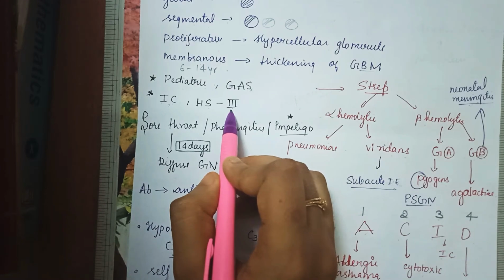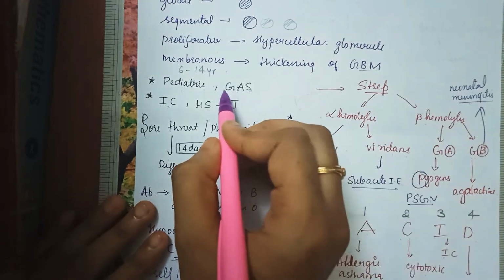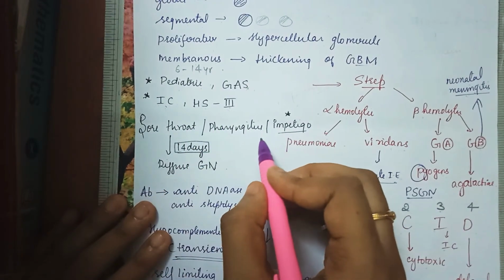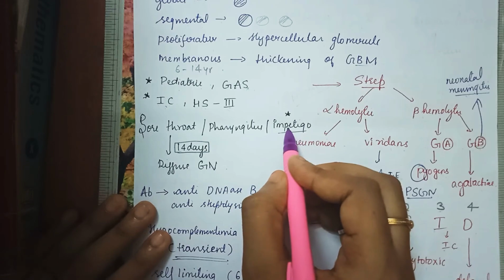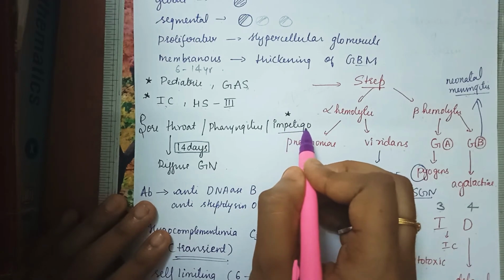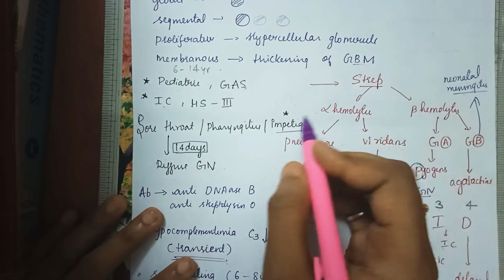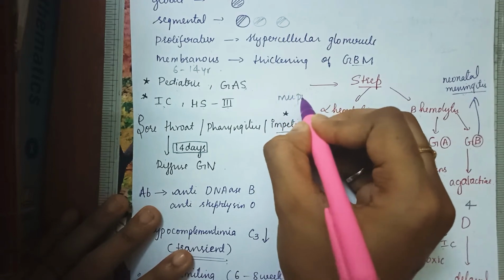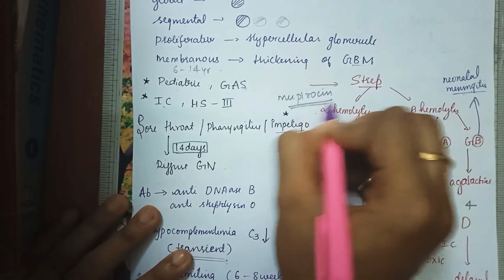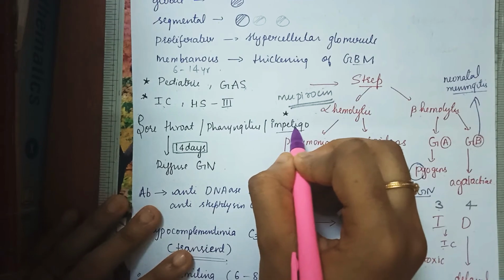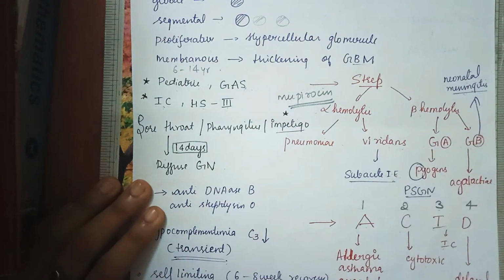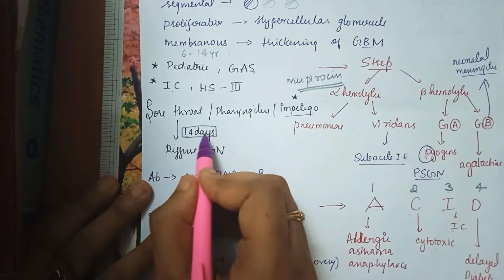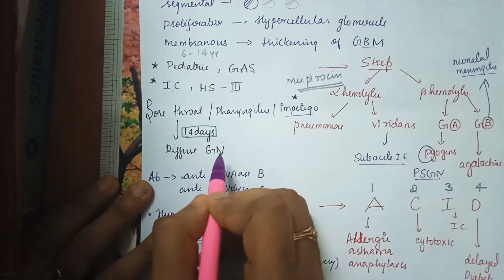So what are the basic findings? First, as usual, there will be group A streptococcus, so first there will be pharyngitis or sore throat. Along with that, sometimes the patient may present with impetigo, that is nothing but rashes on the skin. The main drug used in impetigo is mupirocin. This is a topical agent, because these are orangish rashes mainly present near the mouth. Now after pharyngitis or sore throat, after 14 days, the patient presents with diffuse glomerulonephritis.